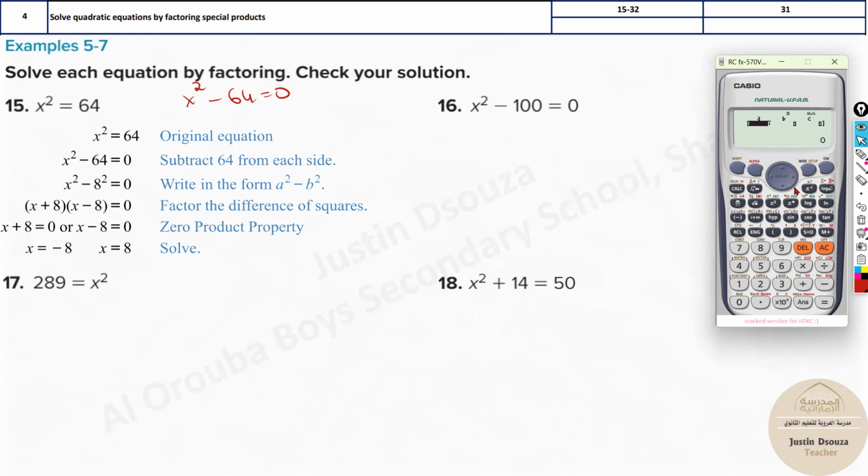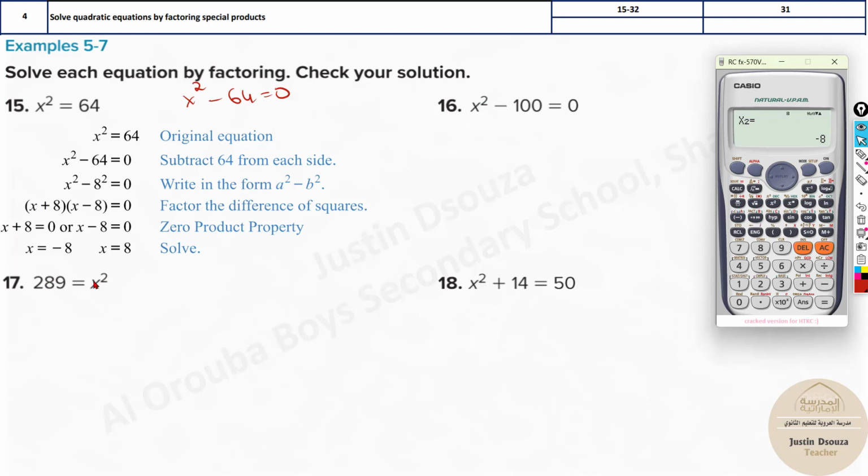And now substitute this. What is a? The coefficient of x squared is 1. What is the coefficient of x? There is no term, so it's 0. And lastly we have minus 64. So the answer is 8 and minus 8. That's it. If you have like this, it's very straightforward.